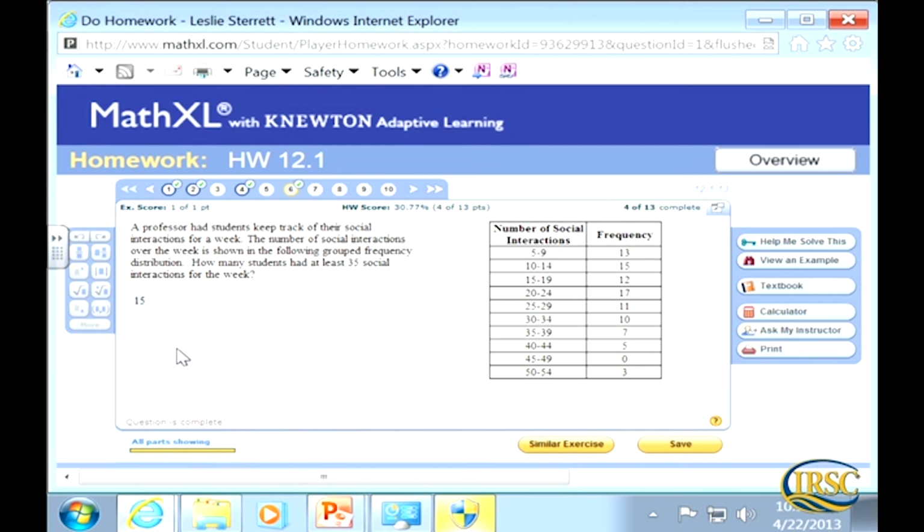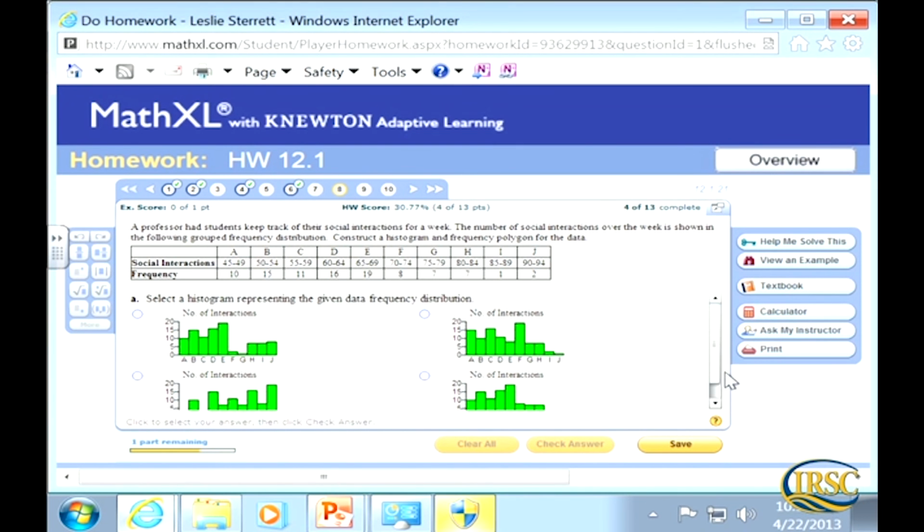All right, if it asks you to create a histogram, then that's going to be more of a multiple choice problem here. And so they gave you a chart. Notice that this frequency distribution goes horizontally instead of vertically. So you could have it either way. It could go down the column, or it could go across the rows. So notice they labeled their social interactions A, B, C, D, E, F so that they didn't have to write as much information when they wrote a histogram.